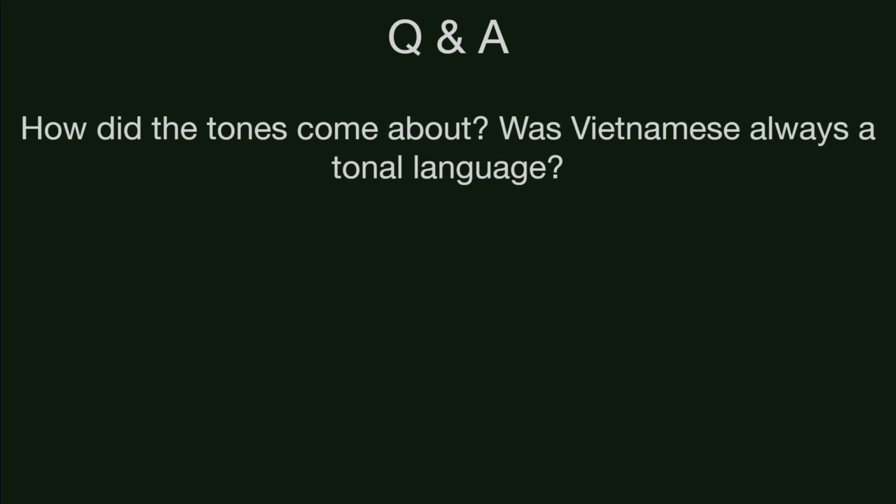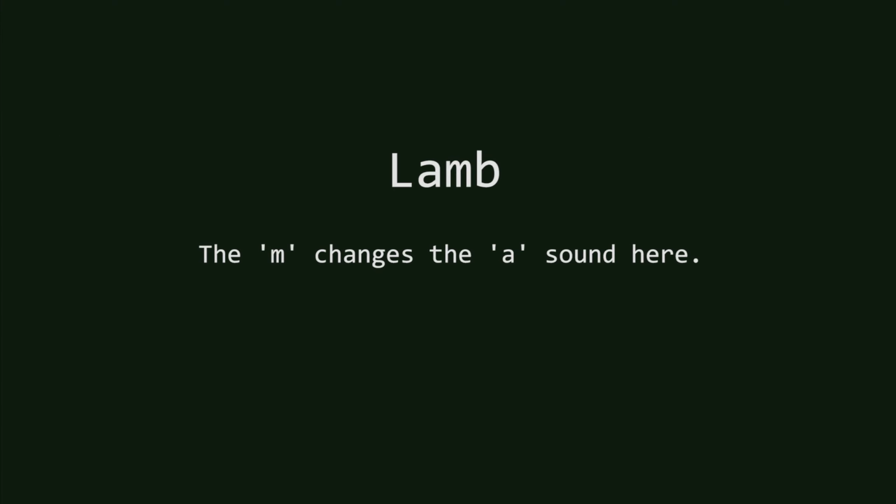How did the tones come about? Was Vietnamese always a tonal language? Actually, no. Vietnamese was not always tonal, and the evolution of its tones is actually pretty well accounted for, and while I'm no expert, I can give you my best understanding of how they evolved. You may recall, when I was talking about vowels, how I mentioned a sound change in English involving the a vowel and nasal sounds, where in a word like lamb, the nasal m sound was actually coloring the vowel before it, turning a into an.